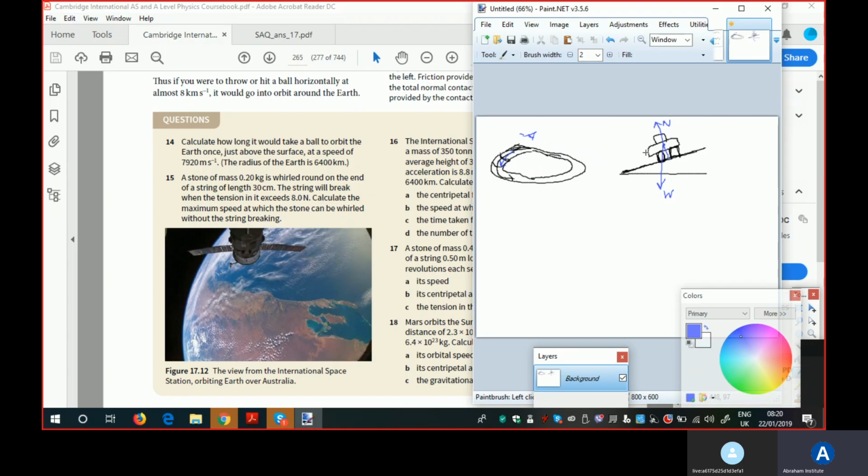Now we are actually supposed to find the centripetal force here. The centripetal acceleration is in this direction, so therefore the centripetal force is also in this direction. In order to find that, we will have to resolve the forces. Let's say the angle here is theta.